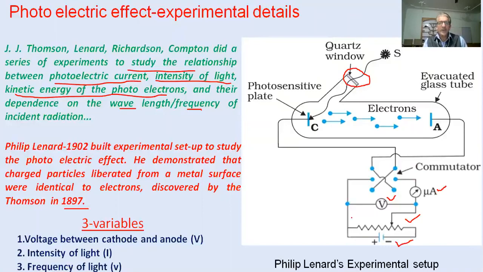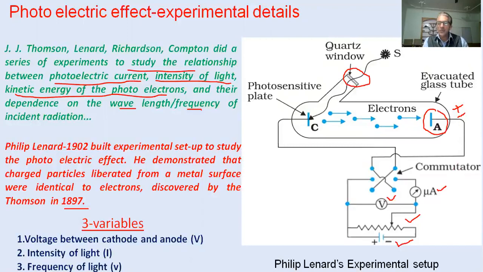In this experiment, we have three variables which we would study, and then we will draw conclusions from them. The first variable is the voltage between cathode and anode. The anode is maintained at positive potential, at negative potential, and at zero potential, because we are studying different aspects of this experiment.